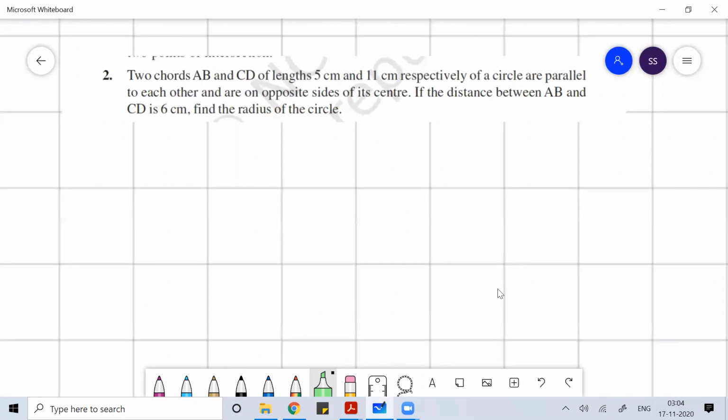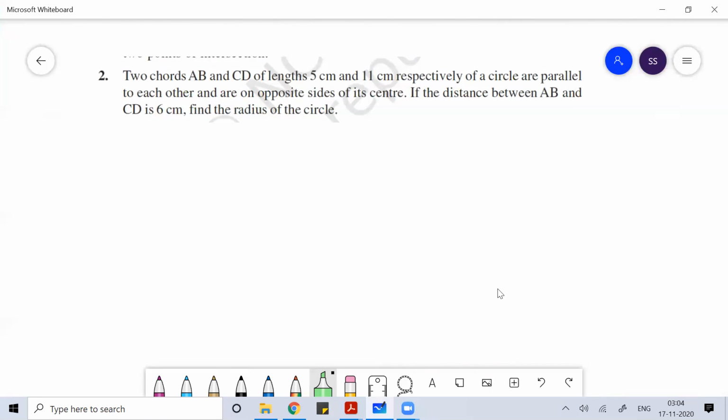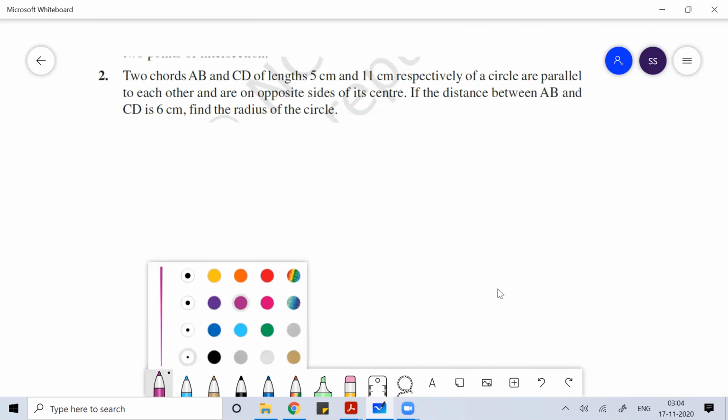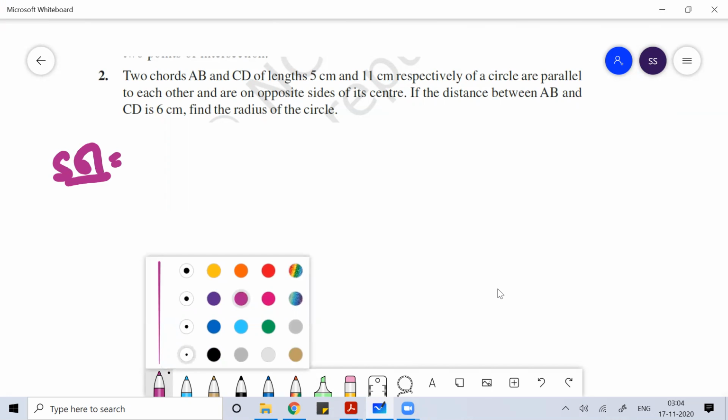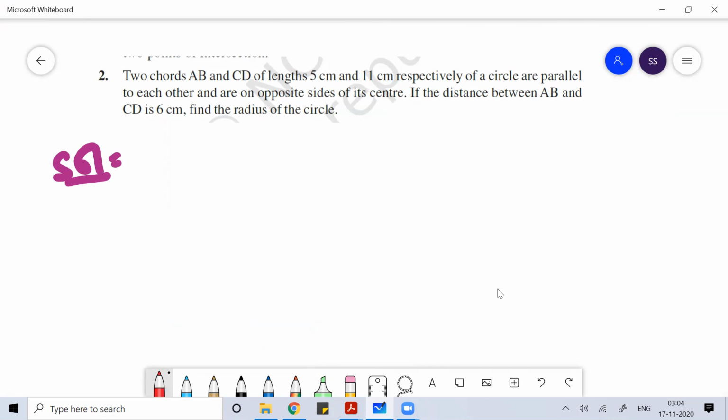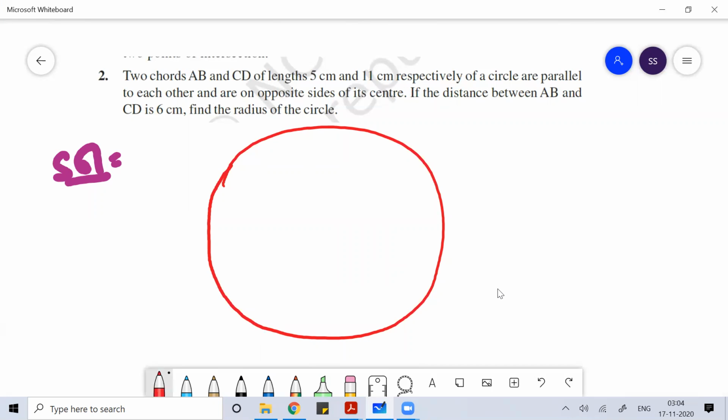Now question number two. In this question, two chords are there. Two chords AB and CD, of length 5 centimeter and 11 centimeter respectively, of a circle are parallel to each other and are on the opposite sides of its center.